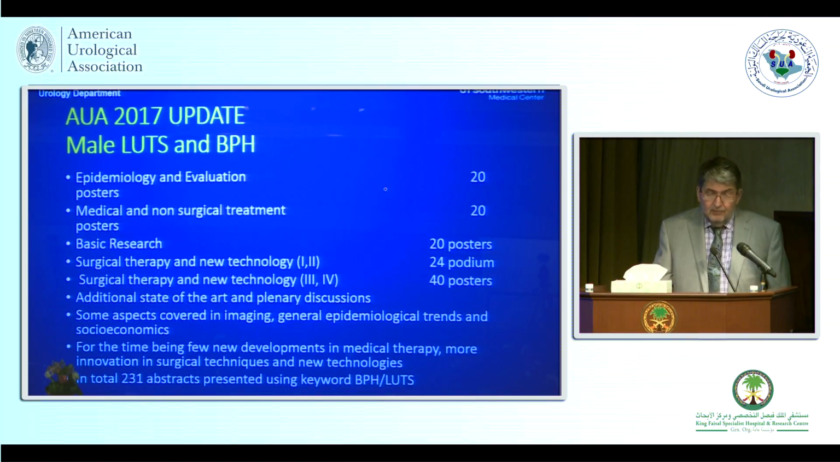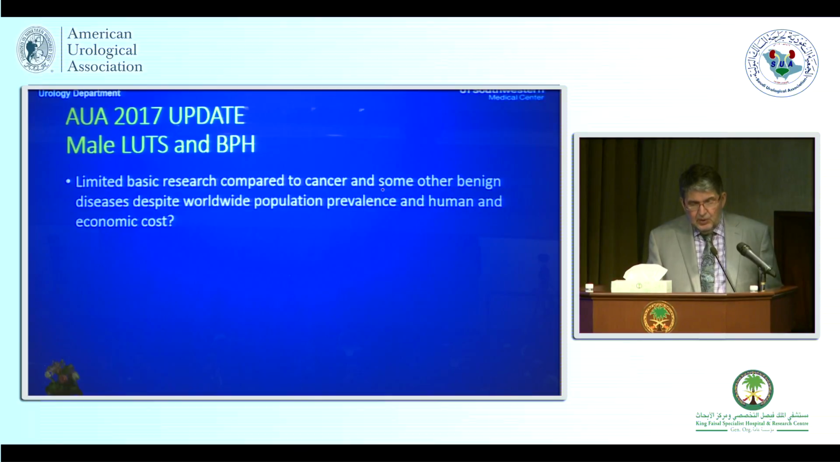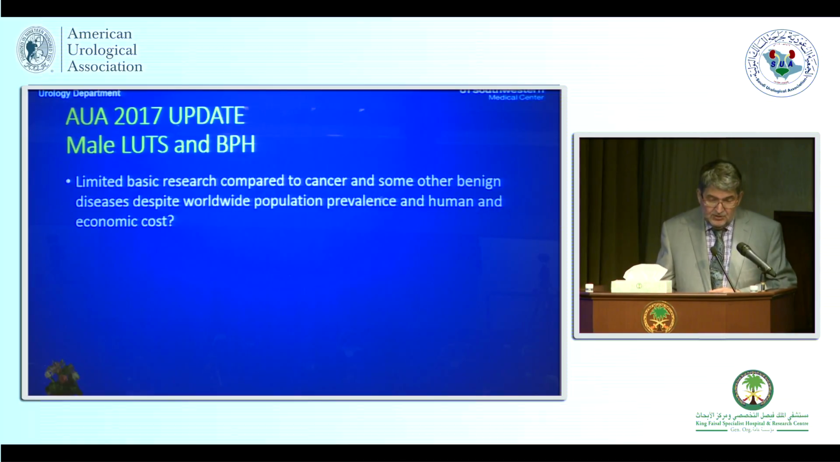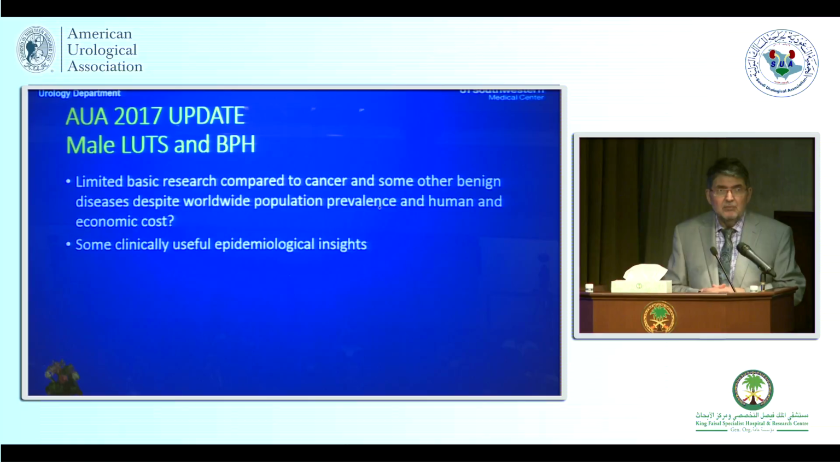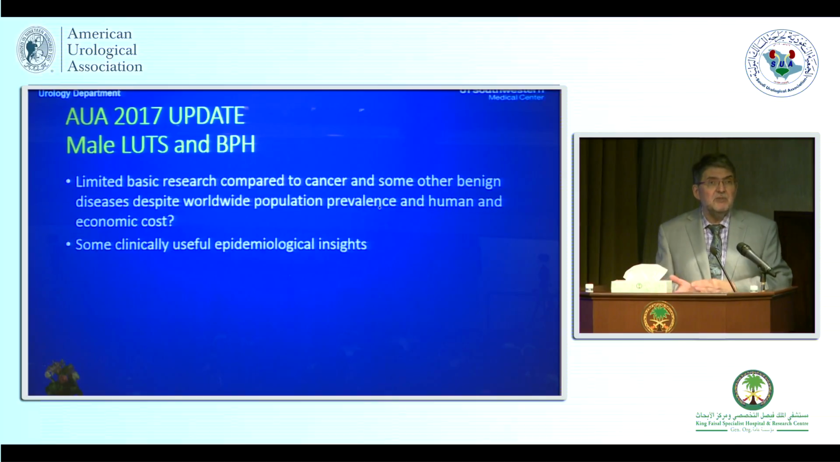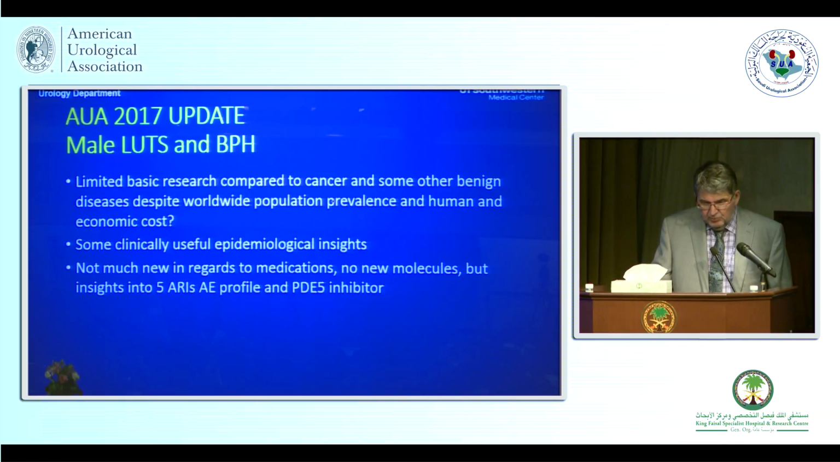So, when I showed you at the beginning what was presented at the AUA, I will close out with a few observations. There is some basic research in BPH, less than in cancer and other diseases, despite the disease being very population prevalent and despite its very large human and economic cost. But there are some insights in these basic research papers I try to share with you. There are some epidemiological insights. We talked about the post-procedural retention, how it predicts BPH procedures, the therapies that take place after a TURP out of frustration leading to secondary procedures. We talked about the epidemiological data on sleep disorders, nocturia, and LUTS. Some of this proves to be useful.